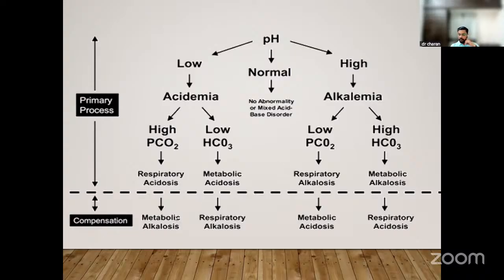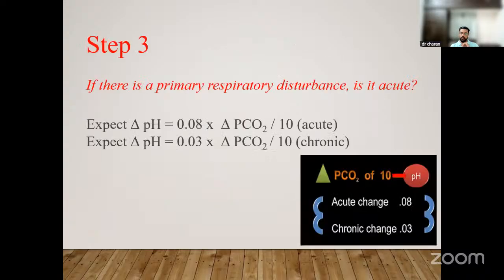So the next step is going to see for the compensation. As we know, respiratory needs metabolic compensation. Metabolic needs respiratory compensation, whether those compensations are adequate or not. So the third step is, if the patient has a respiratory disturbance, either a respiratory alkalosis or a respiratory acidosis, we need to know whether it is acute or chronic.